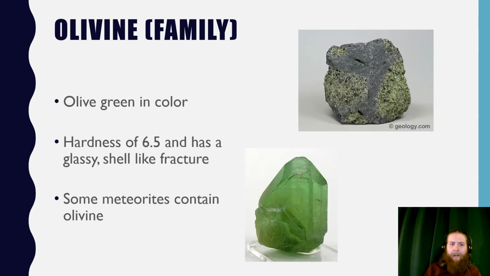Our olivine family, these are olive green in color. They have a hardness of 6.5 and have a glassy shell-like fracture. We find olivine, surprisingly enough, in some meteorites. So it's kind of one of those cool ones that we see in extraterrestrial rocks.